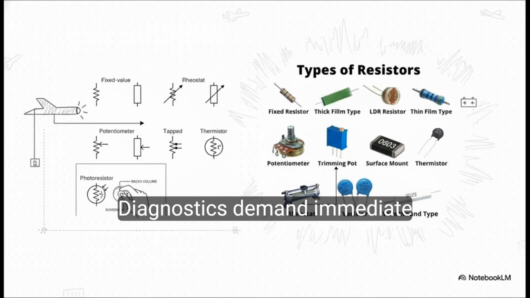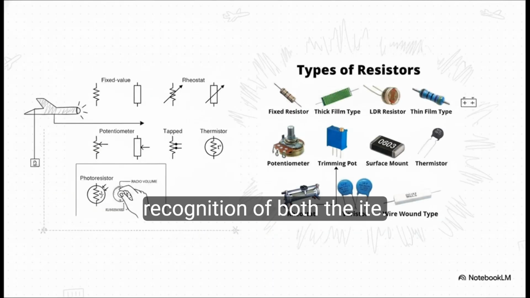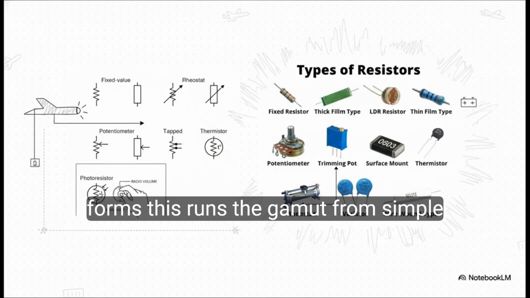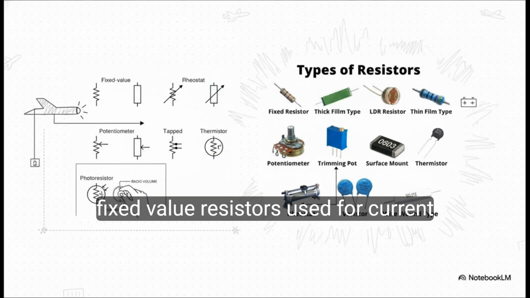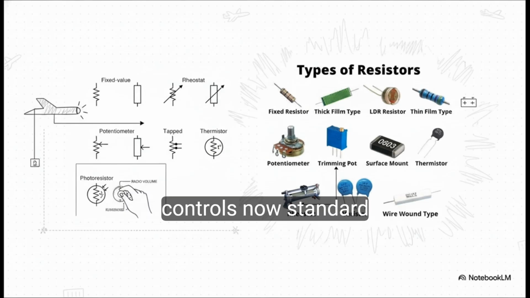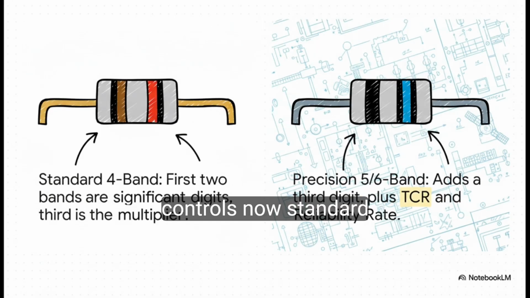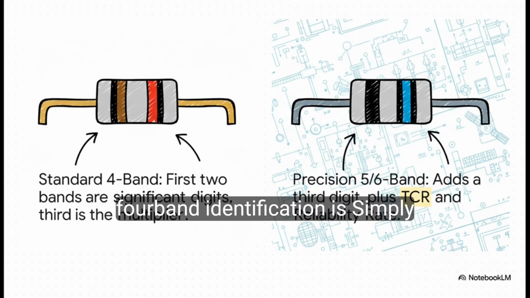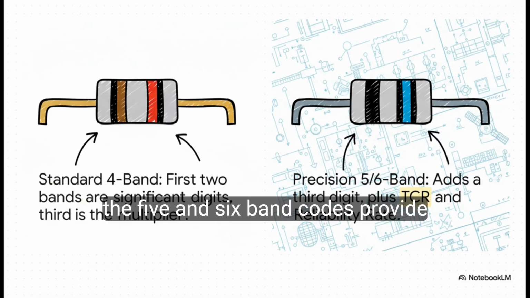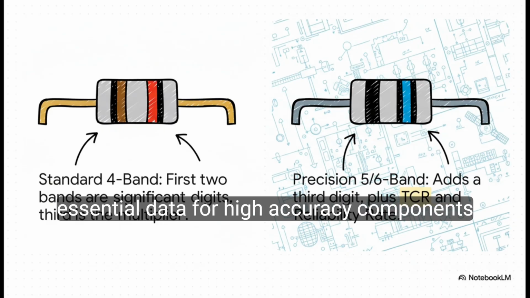Proficient diagnostics demand immediate recognition of both the IEEE 315 standard graphic symbols and their physical forms. This runs the gamut from simple fixed-value resistors used for current limiting to potentiometers that function as critical flight deck controls. Now, standard 4-band identification is simply insufficient for critical applications. The 5- and 6-band codes provide essential data for high-accuracy components.